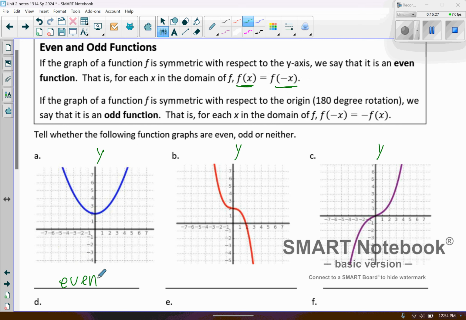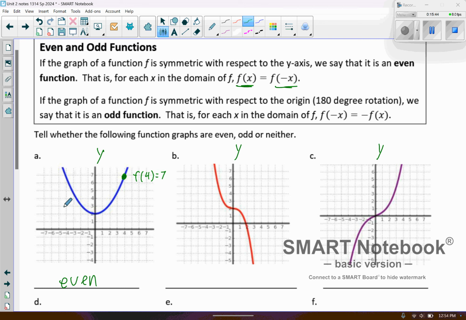This is an even function because if you look right here, f of 4 gives me a 7, right? The function value that you get in return is going to be the y value. So I plug in 4 for x and I get 7 back.